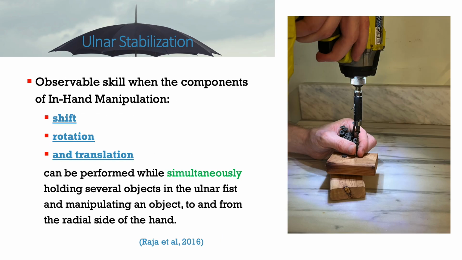Ulnar stabilization is an observable skill where the components of in-hand manipulation, shift, rotation, and translation can be performed while simultaneously holding several objects in the ulnar fist and manipulating an object to and from the radial side of the hand. The radial fingers produce the fine motor manipulation.